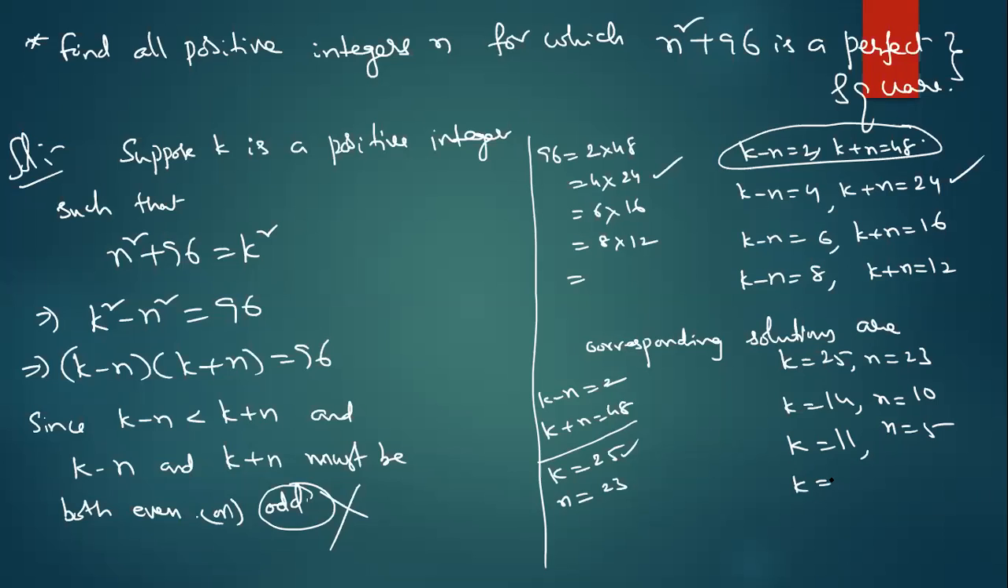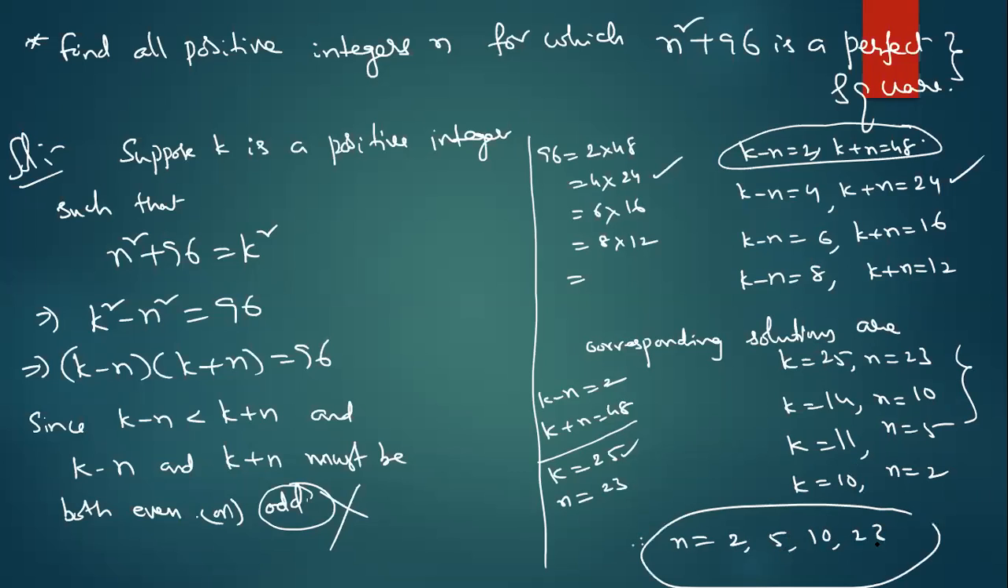k is equal to 20 means 10. n is how much? 20. So these are the possible cases. n is what? 2, 5, 10, 23. Only these numbers are possible.